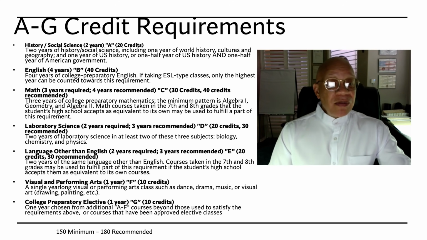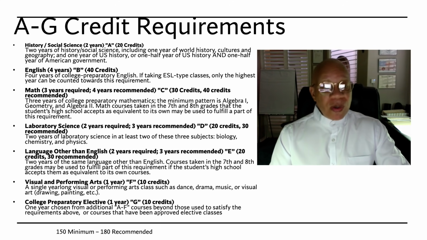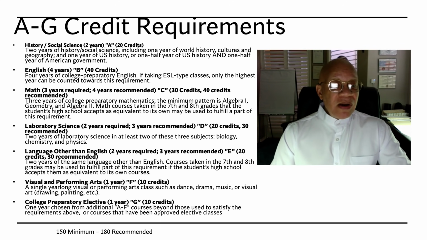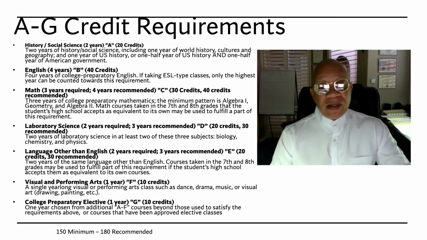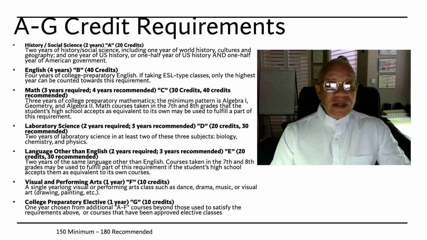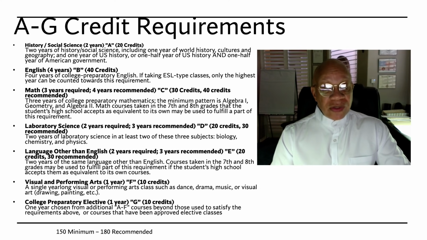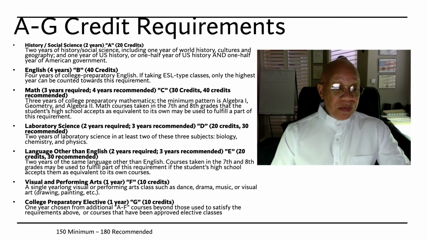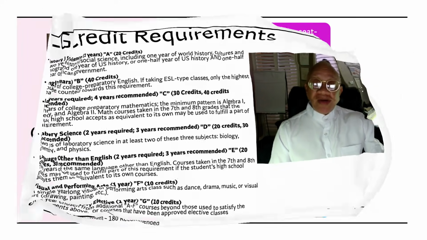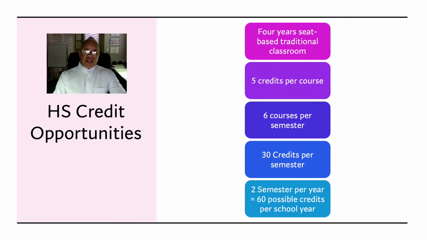Language other than English, in other words, taking a foreign language, fine arts, and also a college preparatory class. And I think this is kind of light here on this 1 year. I actually think you should be taking college preparatory classes as much as possible, and way more than just the 1 year. But anyway, that's the A through G requirement of C- or less. In high school credit opportunities, now we're going to take a look.